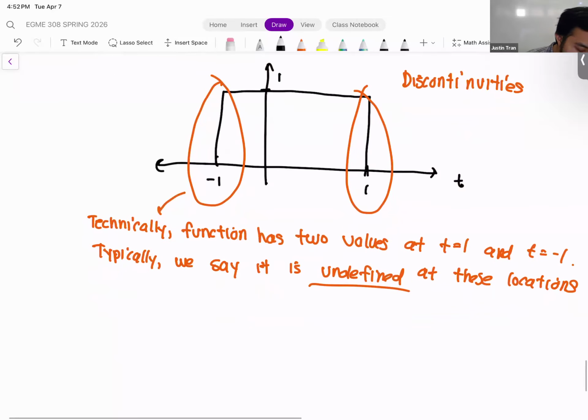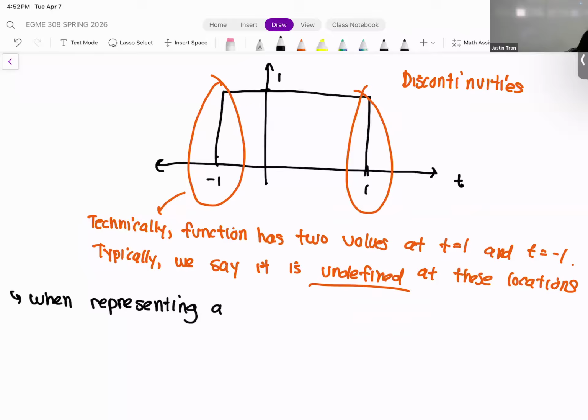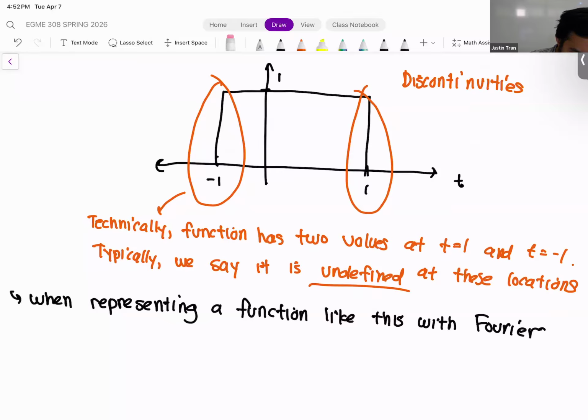Okay. So when you represent a function like this with Fourier, whether that be Fourier series or Fourier transform, they both have the same effect, right? They smooth out the discontinuity. And so it actually clearly defines a function value at every location.